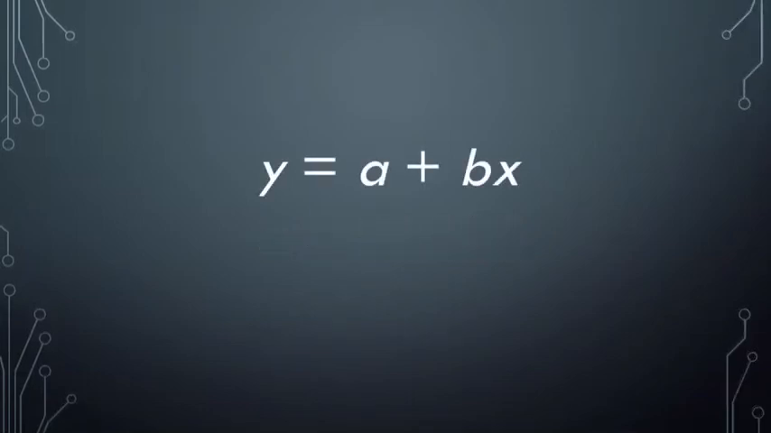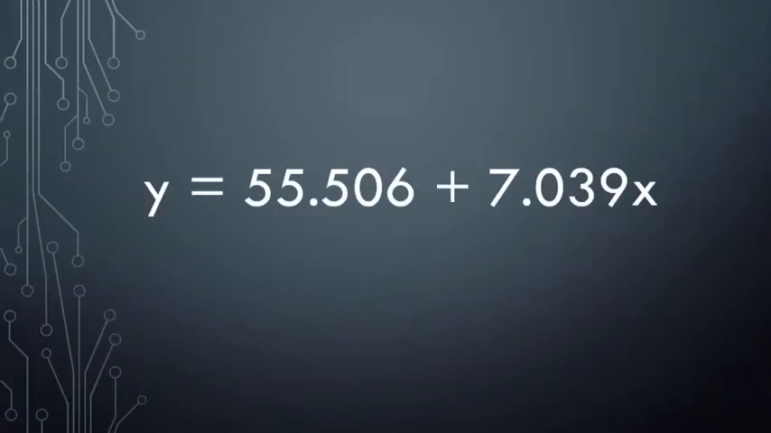We can then take both our a and b values and plug them into our OLS regression formula. Now our formula reads y equals 55.506 plus 7.039 times x.